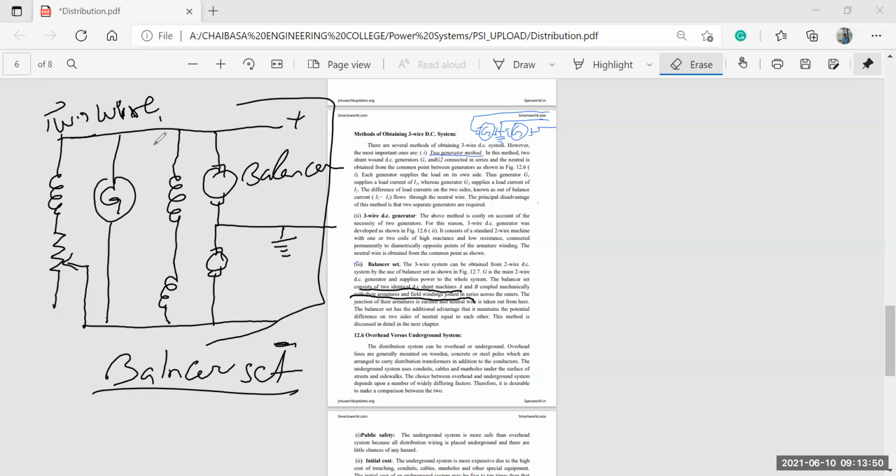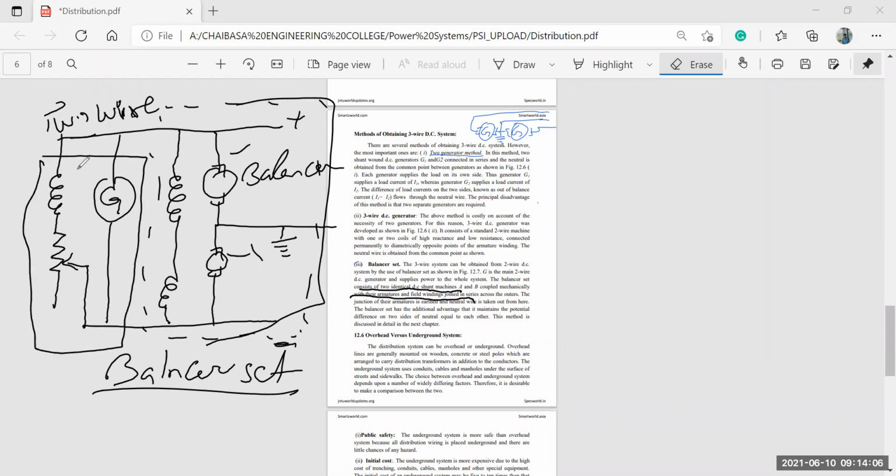Okay, this is a complete set of balancer where two DC shunt machines are involved, which are mechanically coupled. Means these points are mechanically coupled, and this is the entire system. Okay, DC generator, what is powering your two-wire system. So this is one of the methodological ways where we could convert or supply your three wire. So these are the methodologies to obtain.